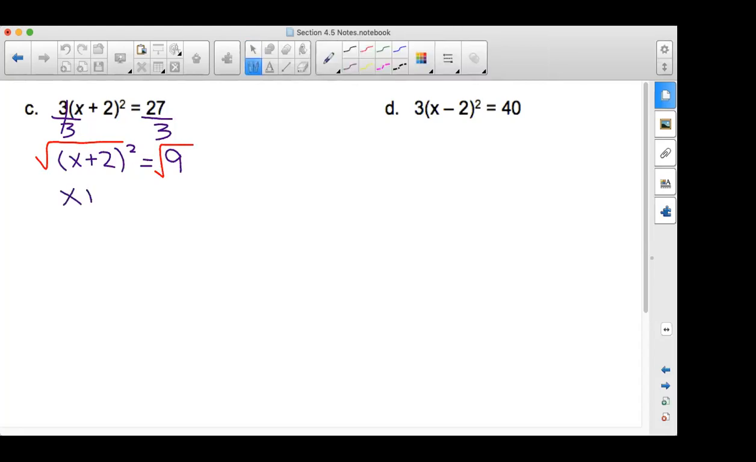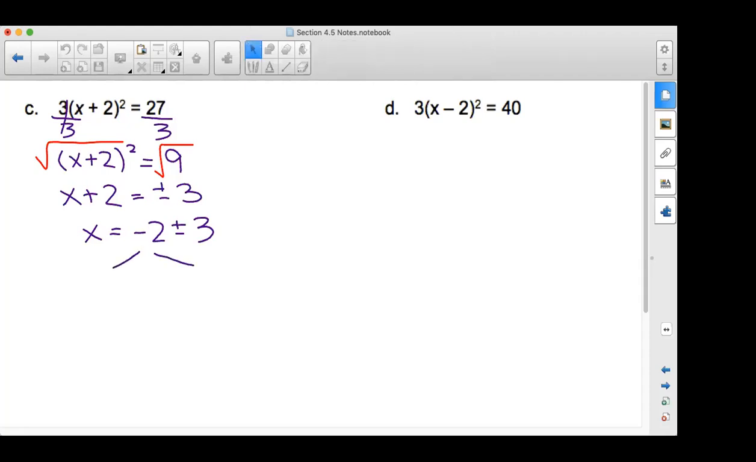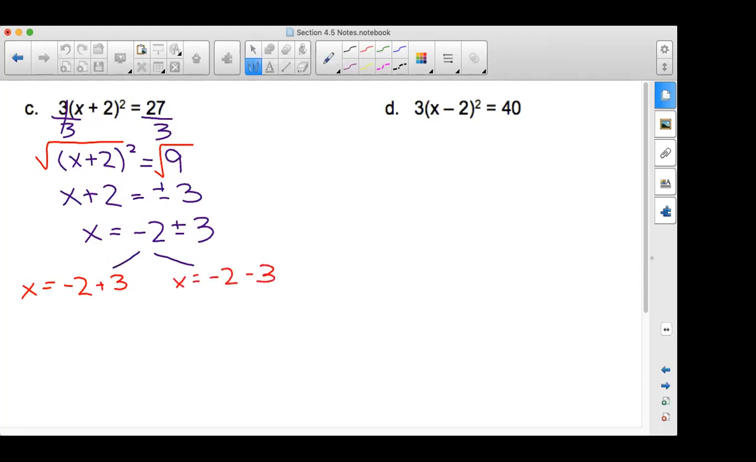So we are left with just that x plus 2 inside. And what are we gonna get on the right? Plus or minus 3. Perfect. What do we have to do to get x alone? Subtract 2. Perfect. So you have -2 plus or minus 3. We can split that up into our two different answers. What are they gonna be? X equals -2 plus 3 and x equals -2 minus 3. Awesome. So we get x equals 1 or x equals -5. I like these answers because they're those whole answers. Those are nice.